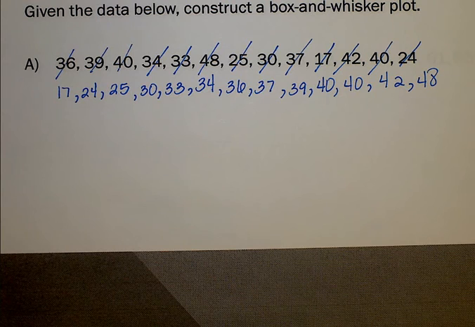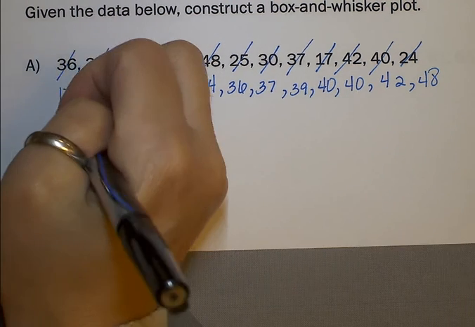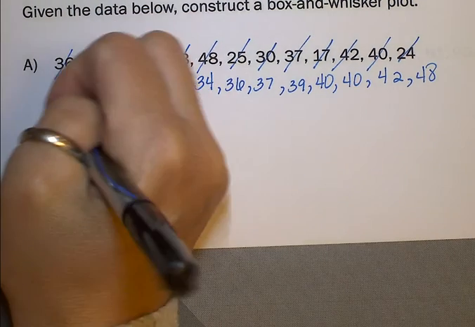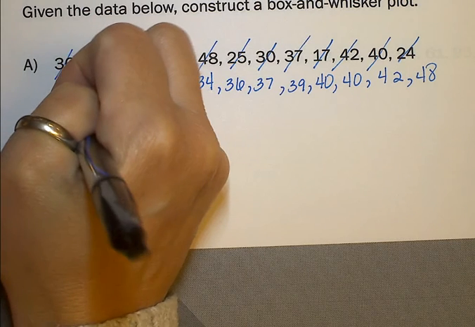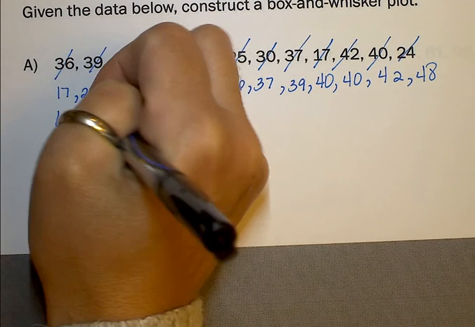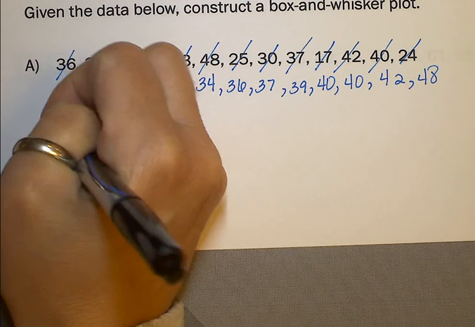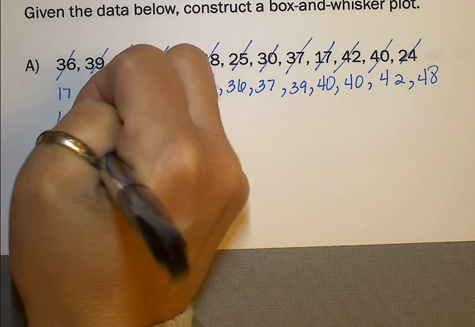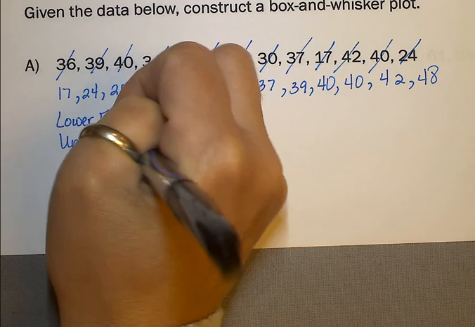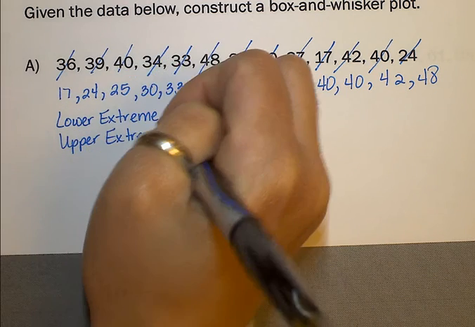All right, once you've done this, you need to find 5 exact values. We are going to start with our extremes. The lower extreme is the lowest number. So our lowest number is 17. The upper extreme is our highest number. Our highest number right now is a 48.